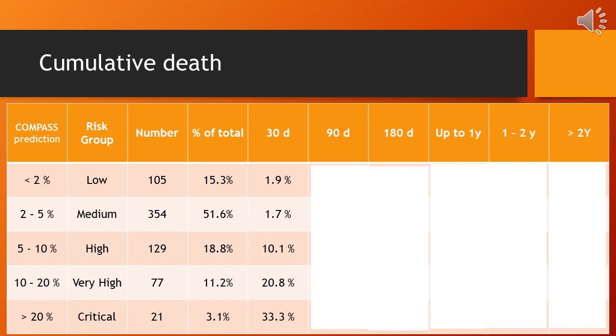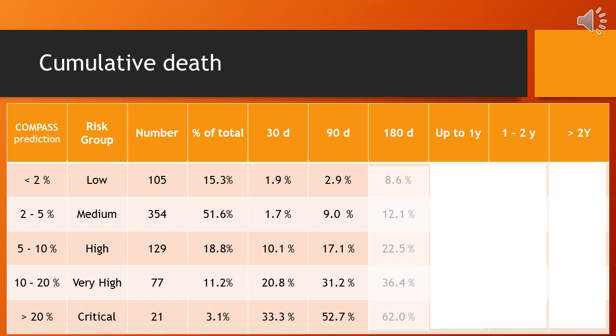10% for high risk, doubling to about 20% for the very high risk group, and nearly 1/3 of the critically ill group unfortunately passed away within 30 days. I will simply reveal the numbers for the 90 days and 6 months, and let's go to the first year.